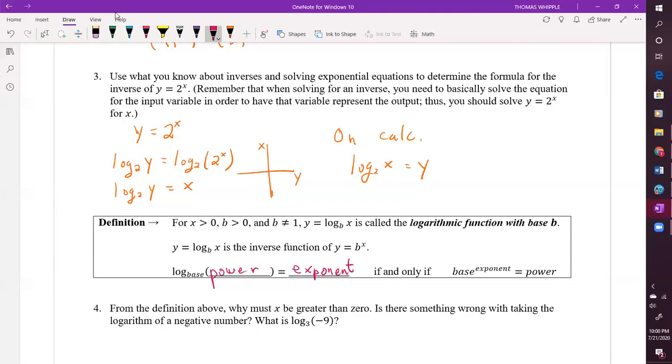Over here, of course, when we're in an exponential situation, we have the base raised to the exponent equals the power, and here the output now is the exponent while the input is the power in the log.